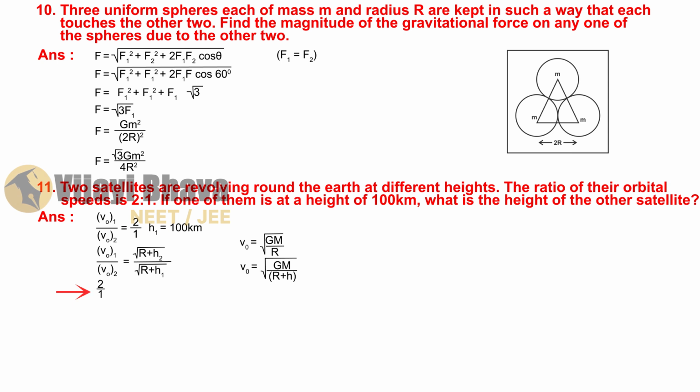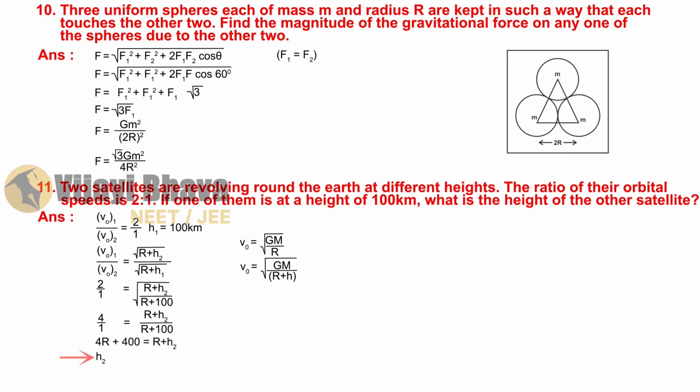So, 2 by 1 is equal to square root of (r + h2) by (r + 100). To remove this square root, let us square on the other side. So, this 2 by 1 becomes 4 by 1 is equal to (r + h2) by (r + 100). On cross multiplication, we get 4r + 400 is equal to r + h2.